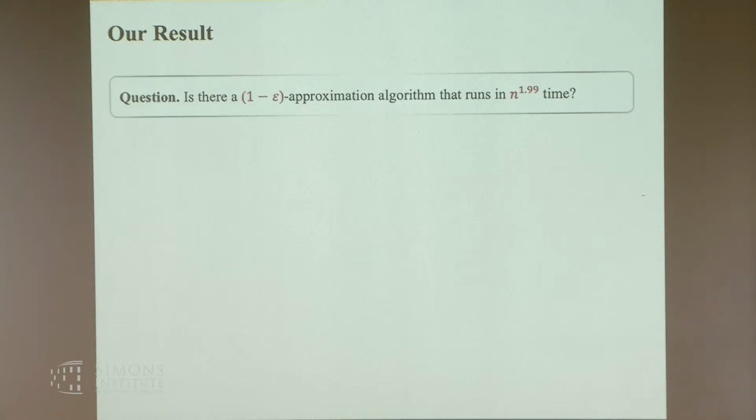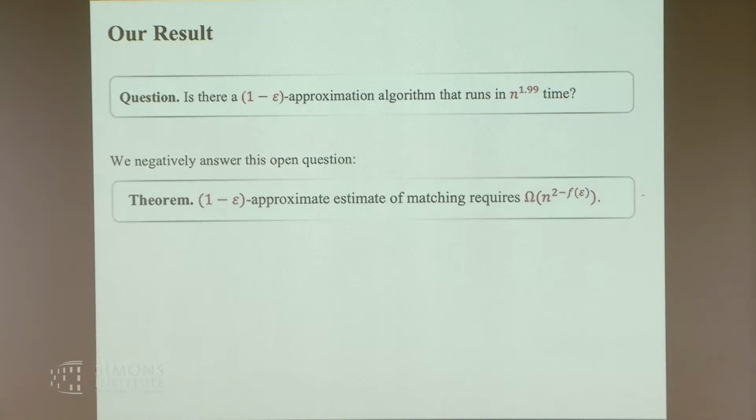It's still this question: if you can get a 1 minus epsilon approximation that runs in, say, n to 1.999, that doesn't depend on the epsilon. The advantage over n squared, not depending on the epsilon, is open. So we answered this question negatively.